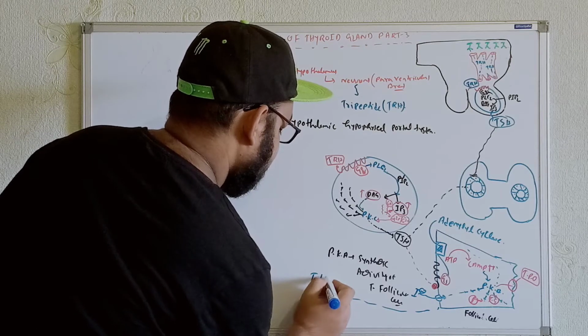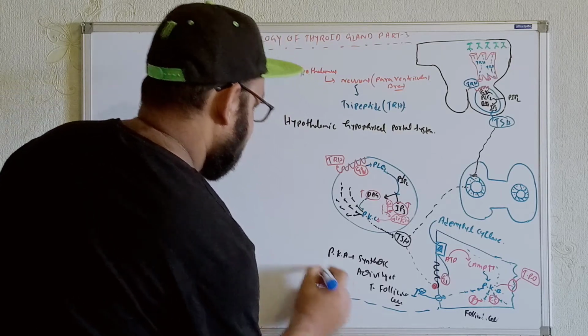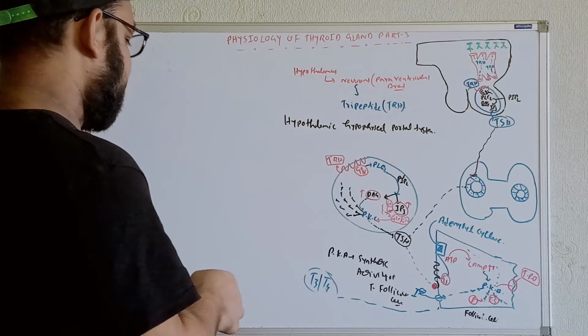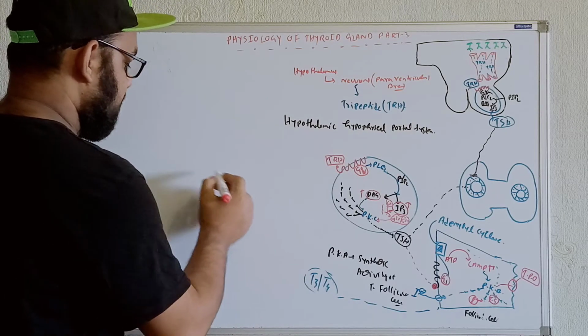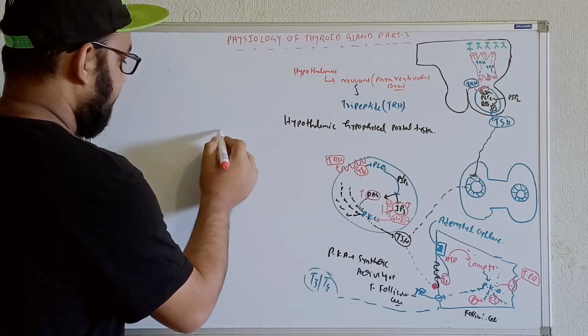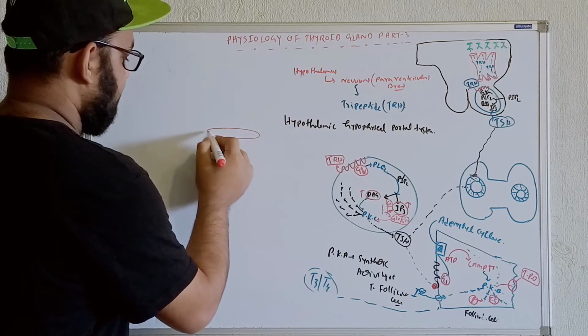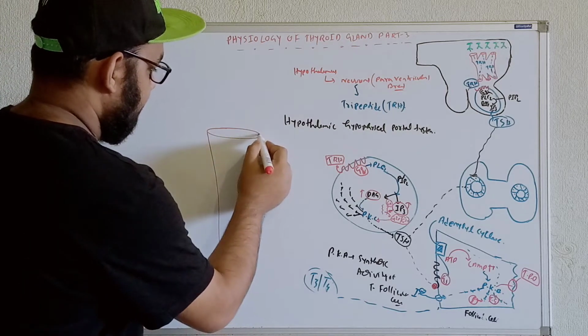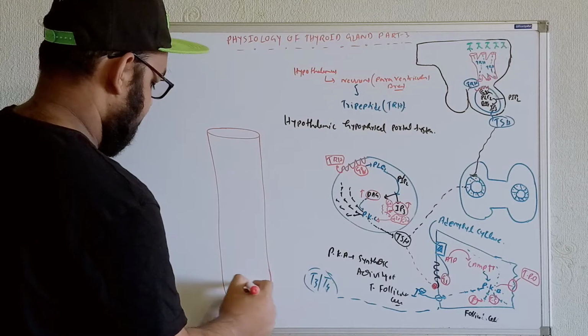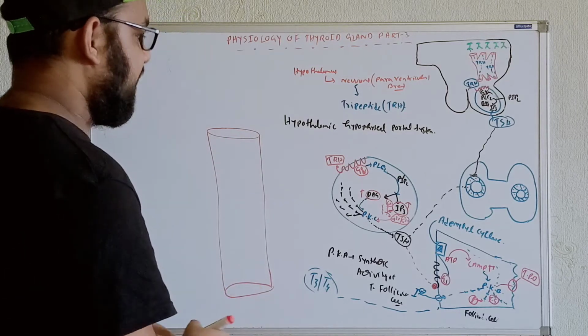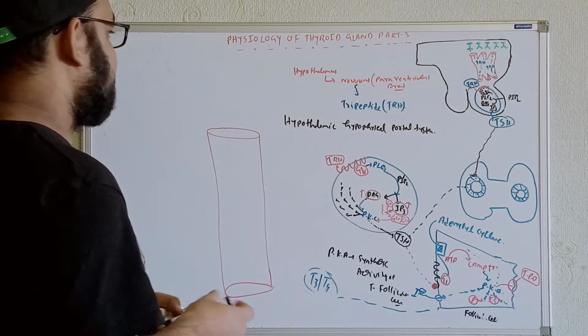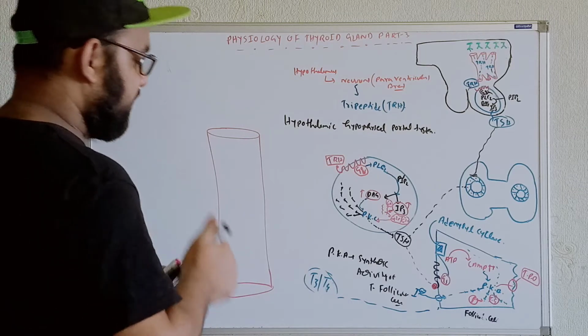Okay, let me show over here. That will be taken up and will come within the circulation. So we will get T3 and T4 within the circulation. After coming within the circulation, try to understand what we will see over here.